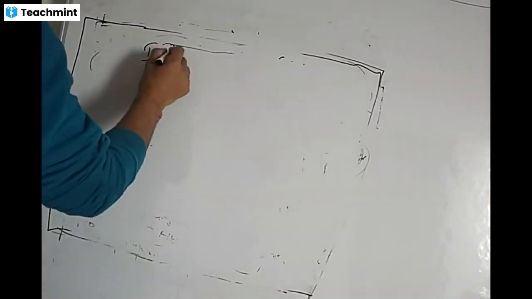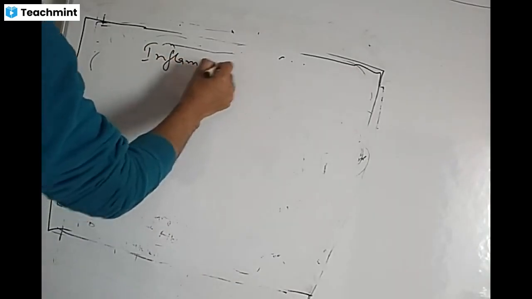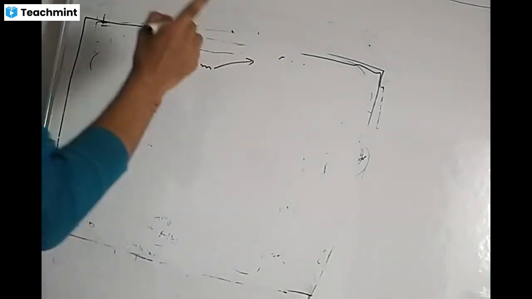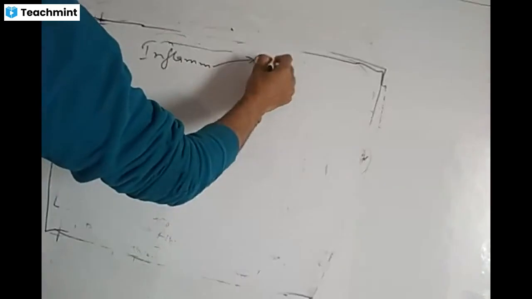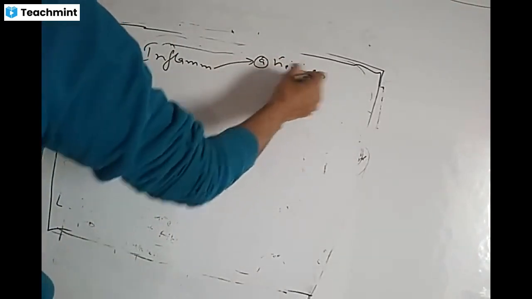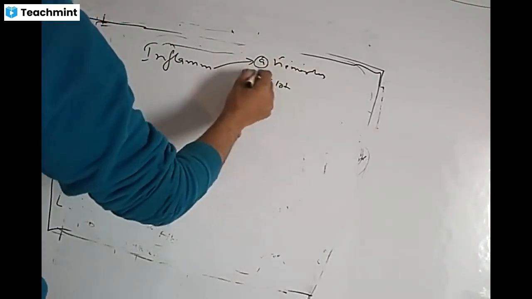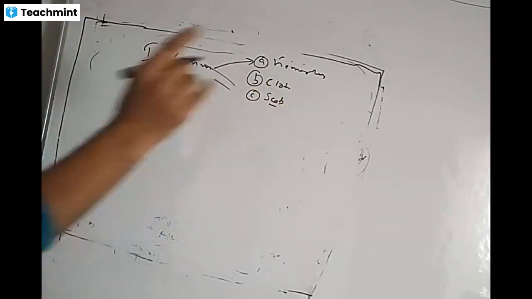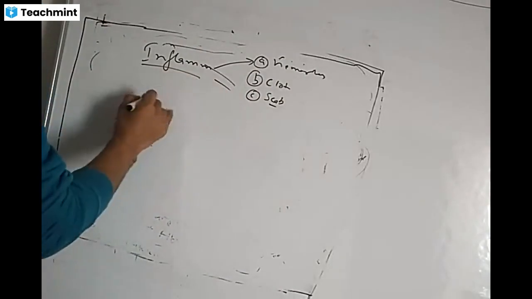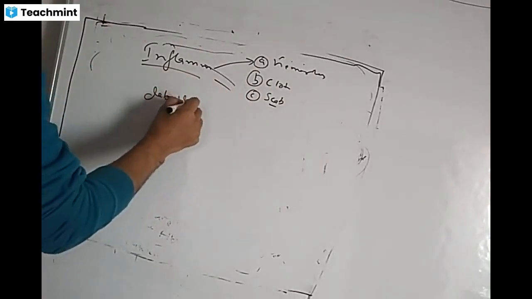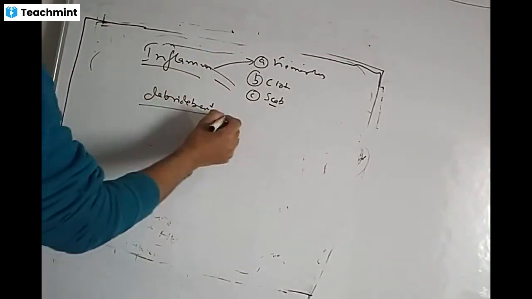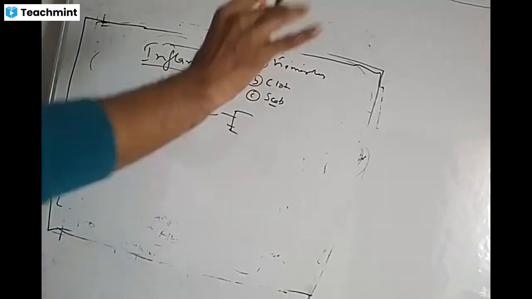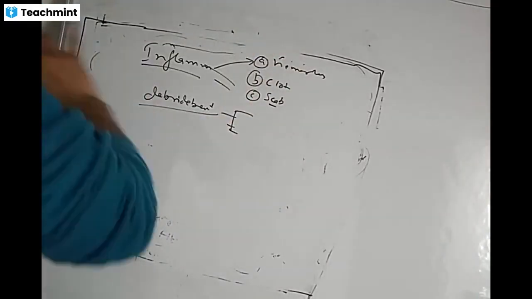So first phase was inflammatory. Point A was bleeding, that is hemorrhage. B was clot formation and C was drying of clot, the scab. Second phase we deal with the debridement. That is nothing but nature's way to clean that area, remove the debris.